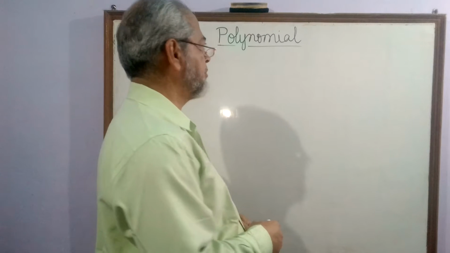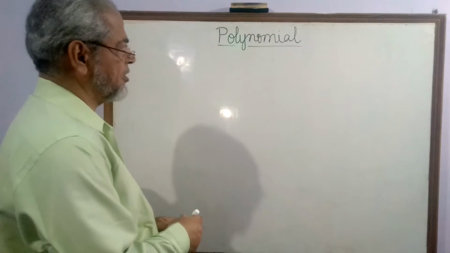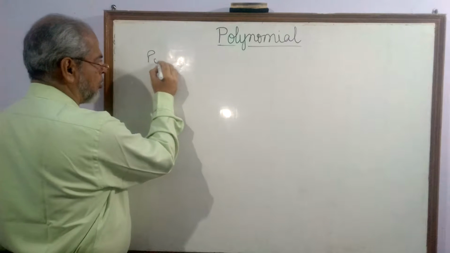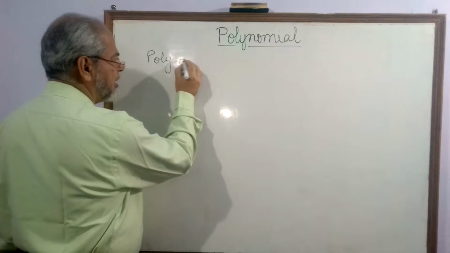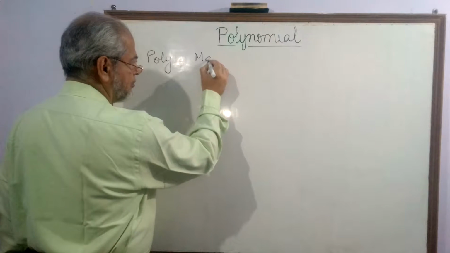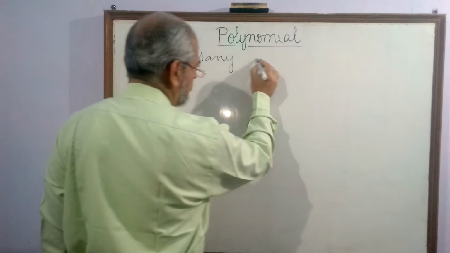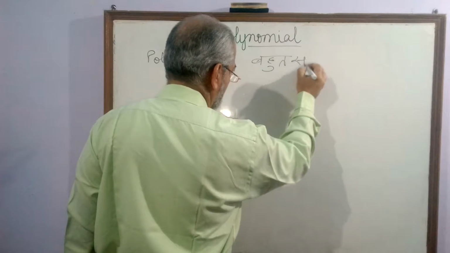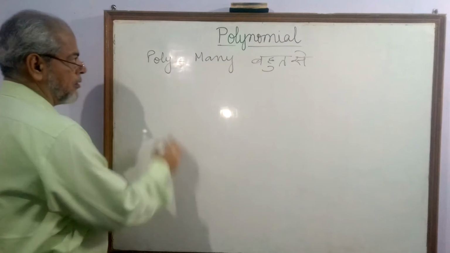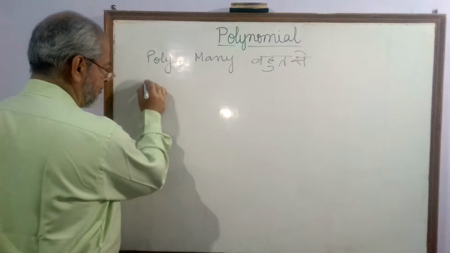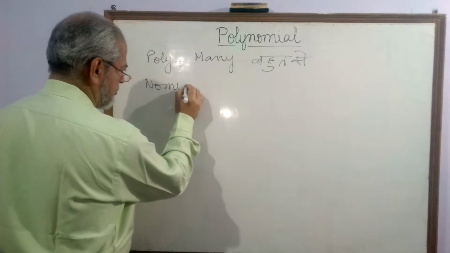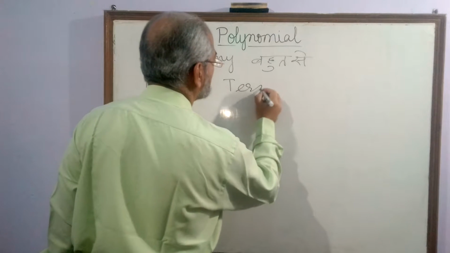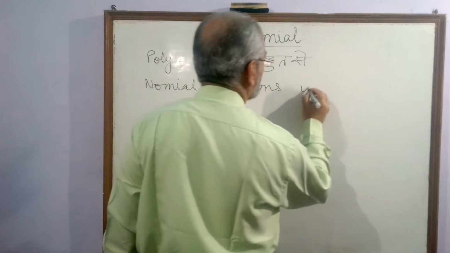Today I will start polynomial. So first of all, what is polynomial? Poly. Poly means many. बहुत या बहुत से many. Nomial. Nomial is terms.